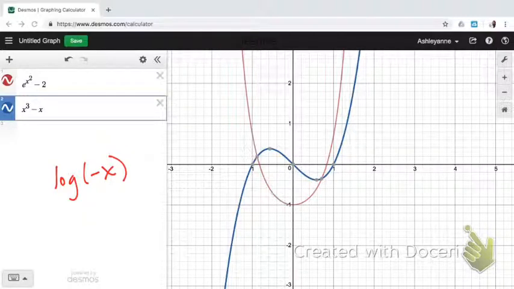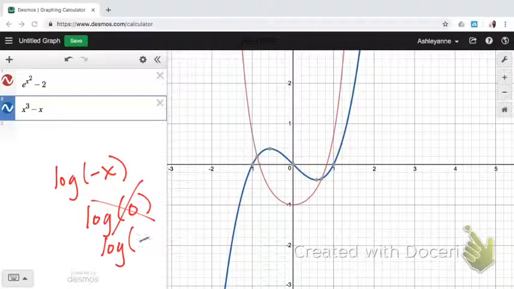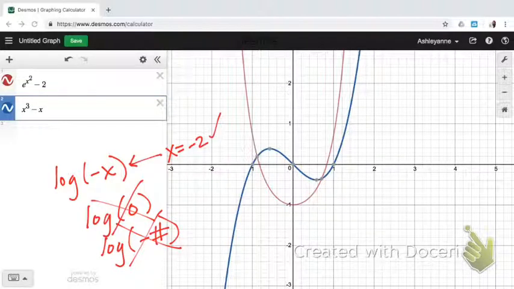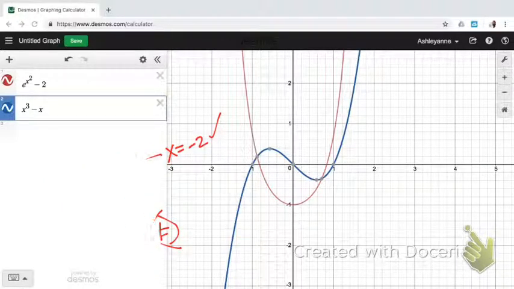The reason why the last one did not work is because you had log of 0, which doesn't exist, and then log of a negative number, which doesn't exist. So if you get an answer that makes one of these happen, then it is not a solution. If I had log of negative x, I could get x equals -2, and that would technically work because a negative 2 becomes positive. On exponentials, anything is game.